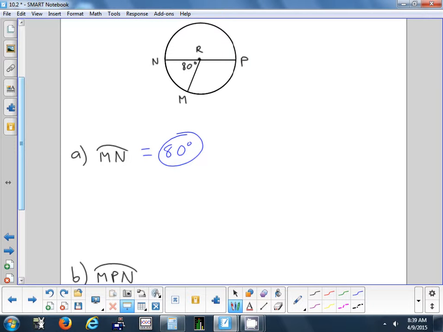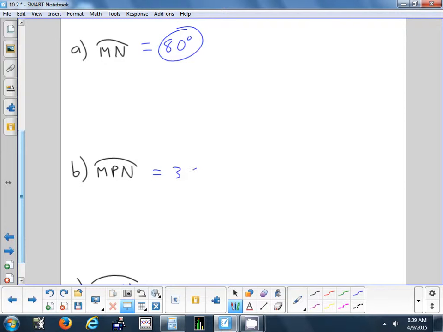So it's 360 minus 80. James, what's 360 take away 80? 280. Good. Don't forget your degree symbol. All our measurements are going to be in degrees. There are other ways to measure angles, but we don't study them in this class.